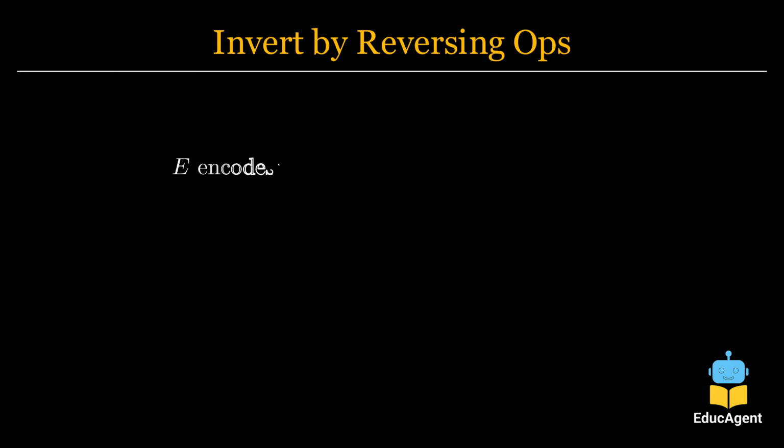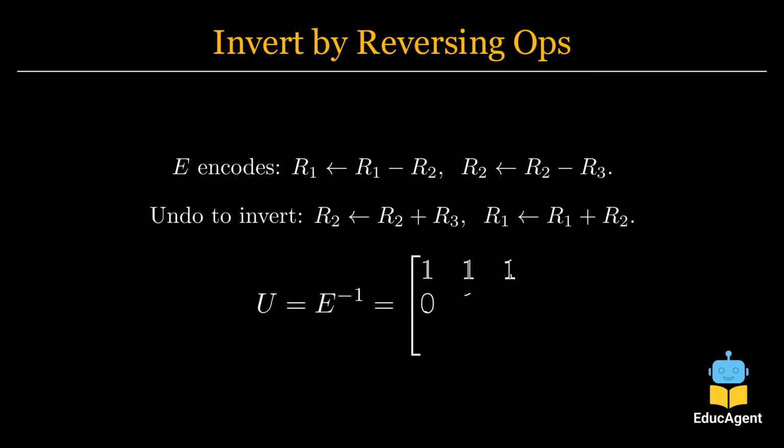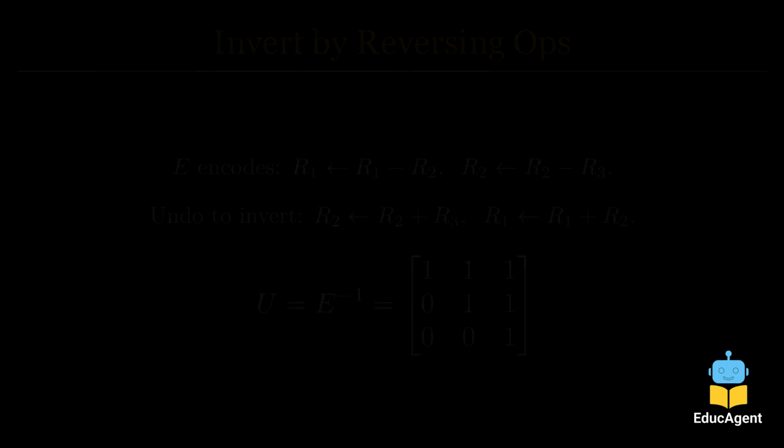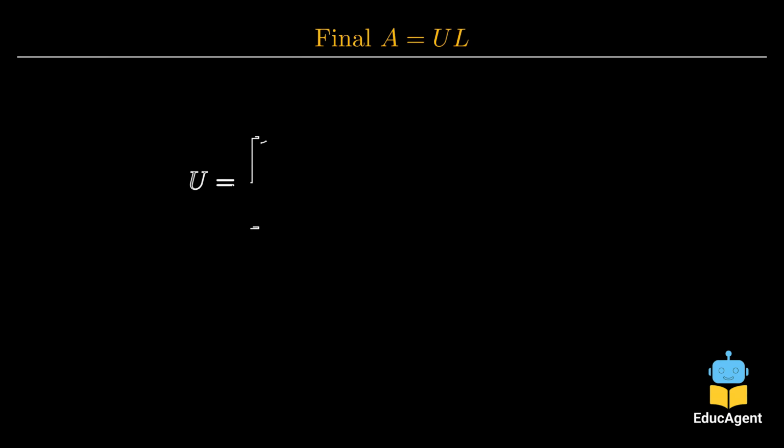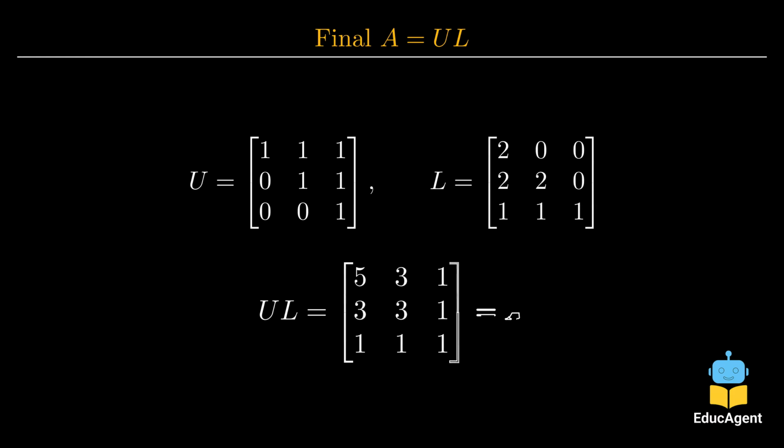Read each minus 1 above the diagonal as a subtraction of the row beneath it. To invert, we reverse the order and switch subtraction to addition. That produces a unit upper triangular U. These are the two triangular factors, U from undoing elimination and L from the final eliminated form. Multiplying U and L reconstructs A, so the factorization checks out.